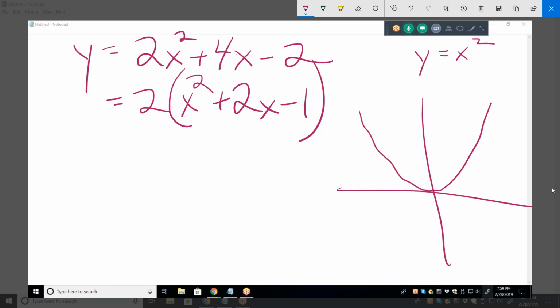Yeah, this is it. It's minus 2 at the end? Yeah, it's 2x squared plus 4x minus 2. And they want you to graph that. Yes, they want us to sketch the graph of each function and identify the vertex and the axis of symmetry. All right.